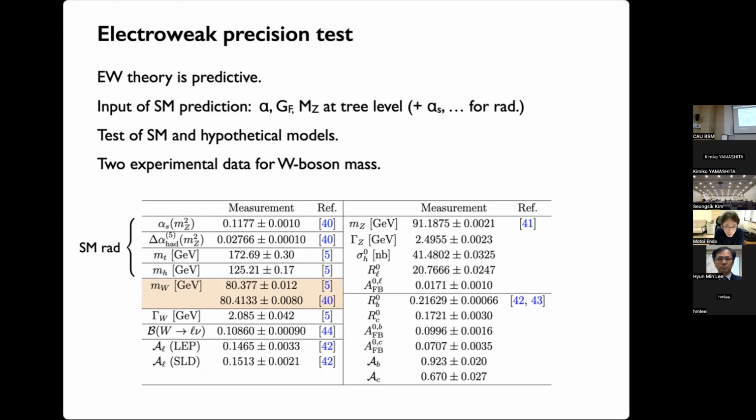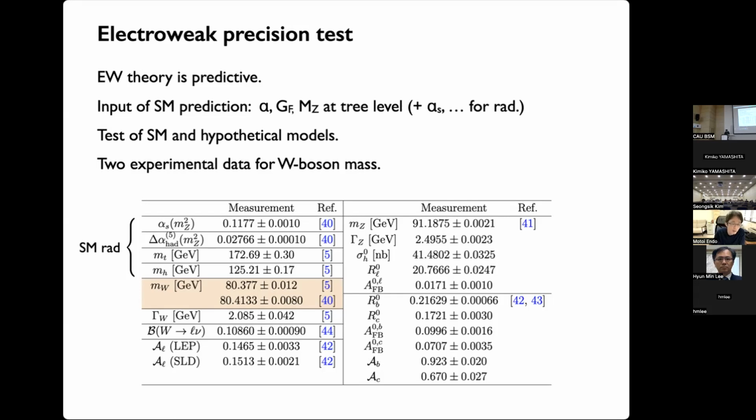And these data are used to predict the so-called electroweak observables, which have been measured very precisely. Actually, some of them are given here. By predicting these electroweak observables and comparing them with the experimental data, we can test the standard model. And also, if we predict within some new physics model, then we can test those new physics models. So this is a very useful way to test the standard model and new physics models.